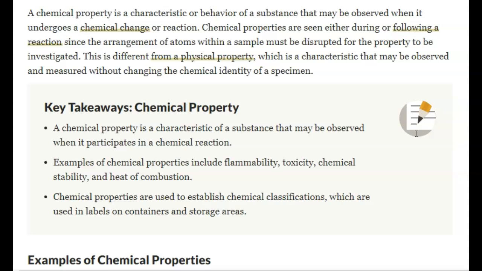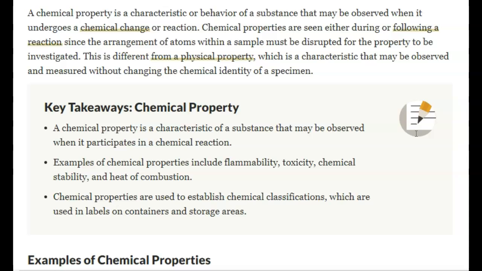So chemical properties are either seen during or following a reaction, since the arrangement of the atoms within a sample must be disrupted for the property to be investigated. This is different from physical properties, which are characteristics that may be observed or measured without changing the identity of the specimen. So again, when we're talking about chemical properties, we're talking about properties that are going to be observed within a chemical reaction. So here are your key takeaway points.